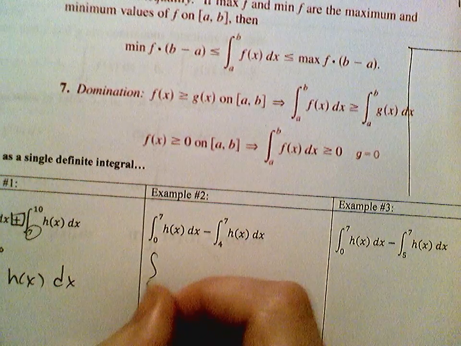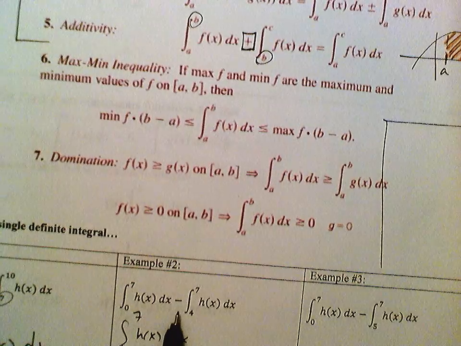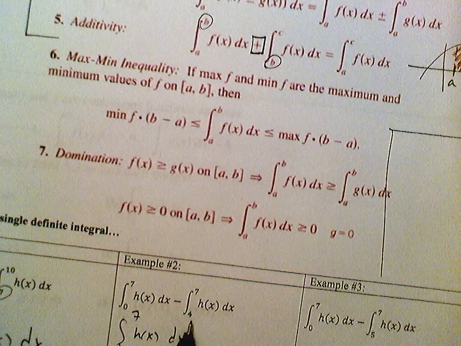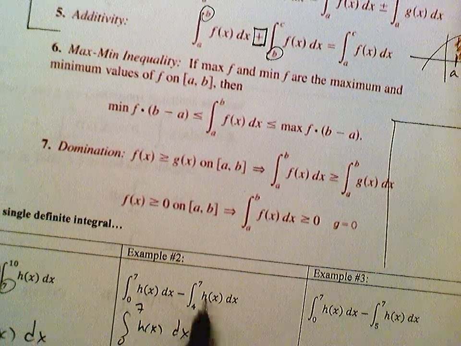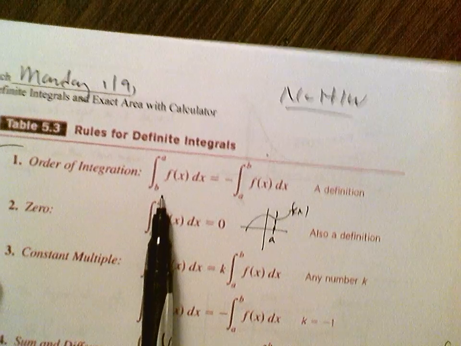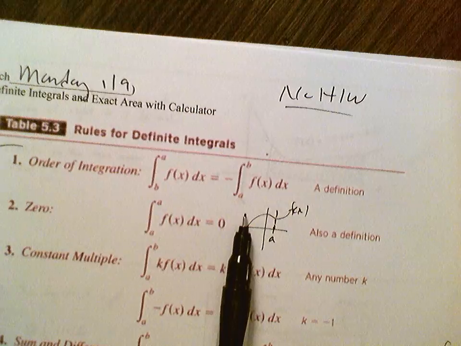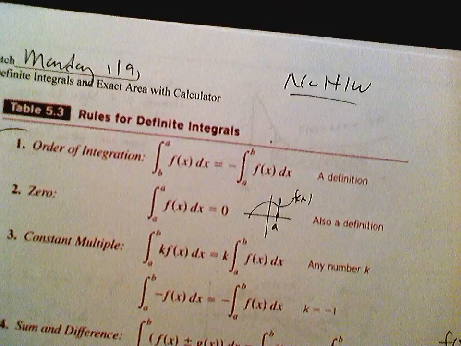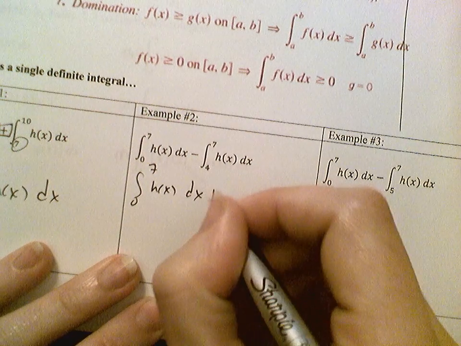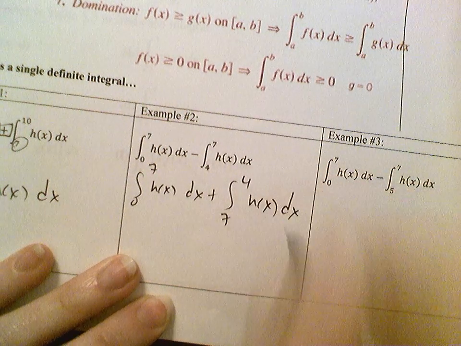So I'll go 0 to 7 of h of x dx, and if I want to change the order of integration, or if I want to make this a plus sign, I would just change the order of integration, because order of integration says that if you negate an integral, then you can change the order of the limits. So I'll go plus integral from 7 to 4 of h of x dx.